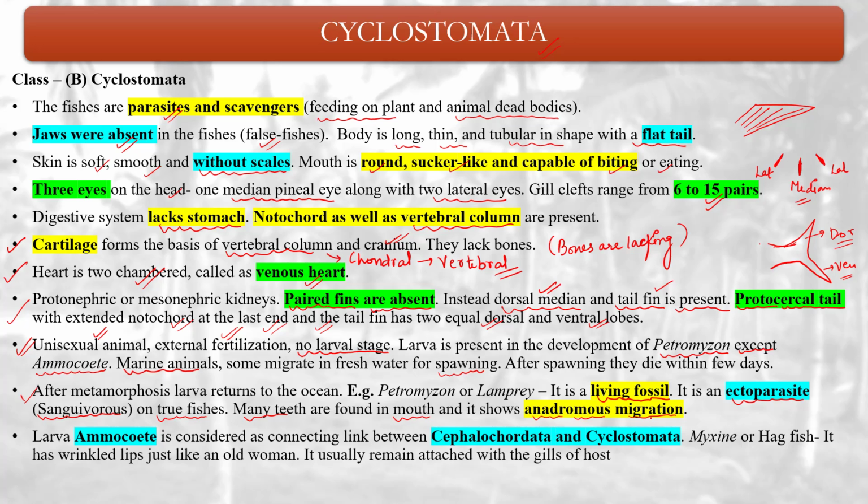There are many teeth arranged in several rows in the mouth, and it shows a particular migration that is known as what? Anadromous. The larva of Petromyzon is basically the ammocoete. The larva is present in the development of Petromyzon.